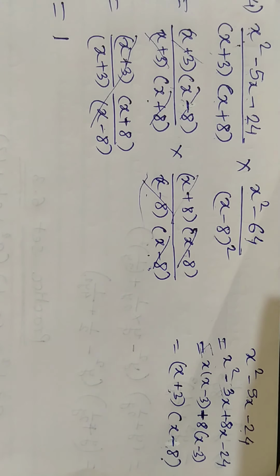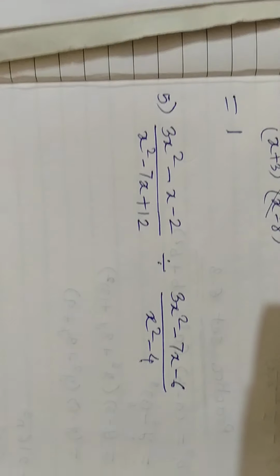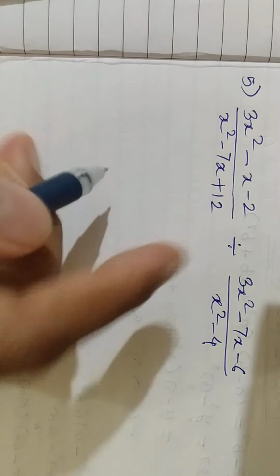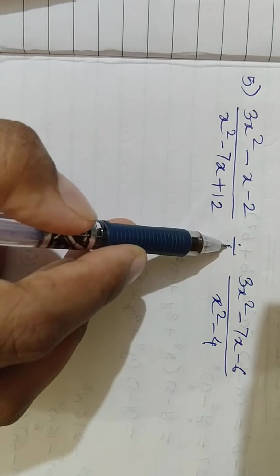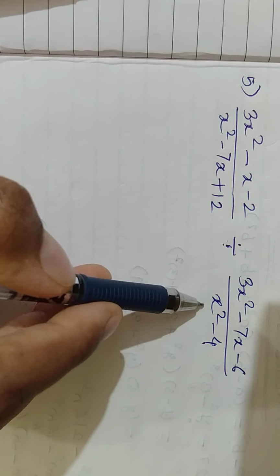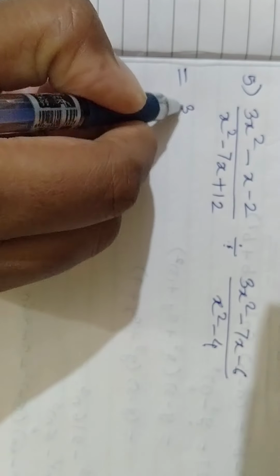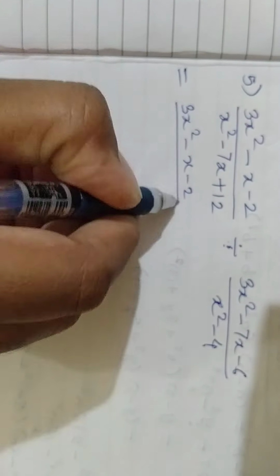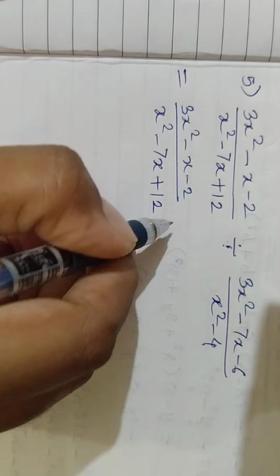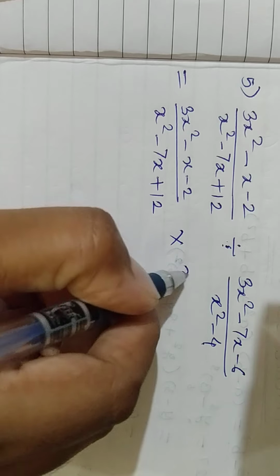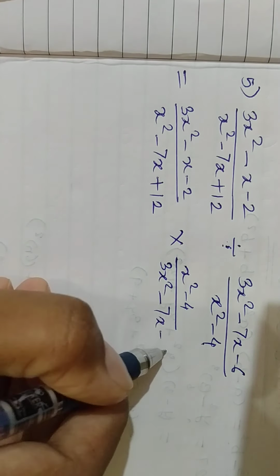That was the fourth one. Now the fifth one we will see. Here in between the two expressions a division sign is there, so we will take the reciprocal of this fraction and multiply. 3x square minus x minus 2 over x square minus 7x plus 12, multiplied by x square minus 4 over 3x square minus 7x minus 6.